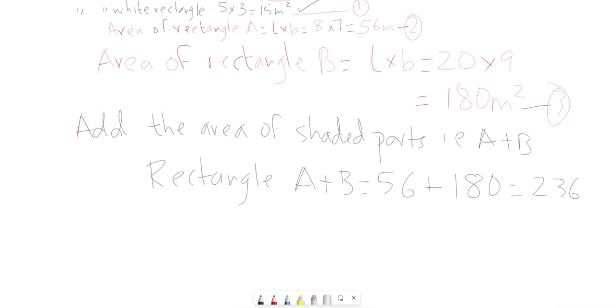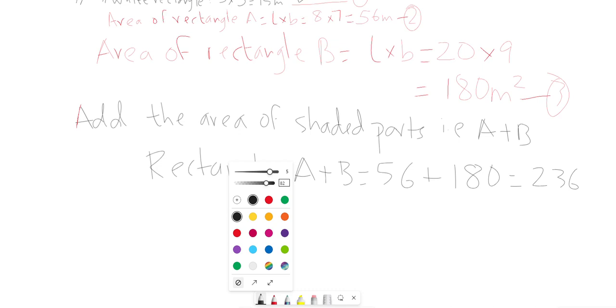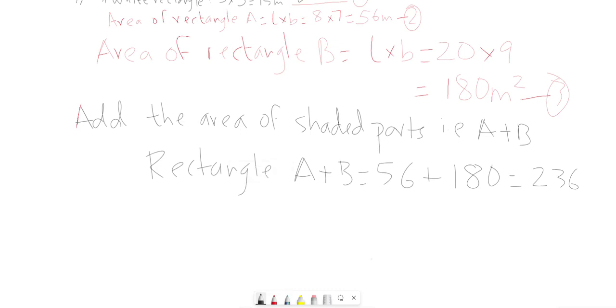Now to actually find out the shaded area, we have to subtract the white rectangle from it. That will be 236 minus 15, which gives us the answer 221 meter square. That is our answer.